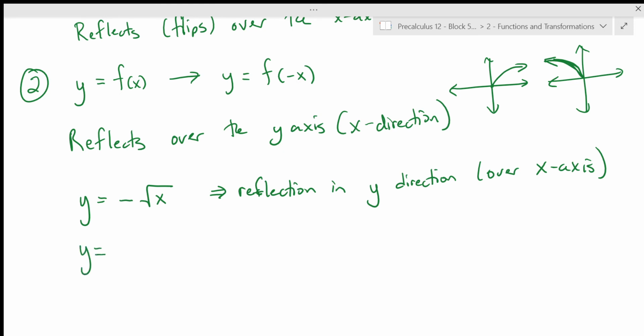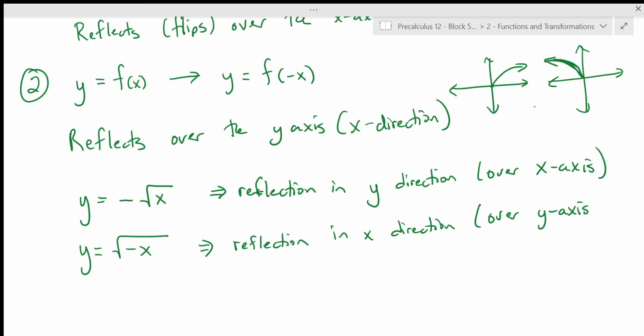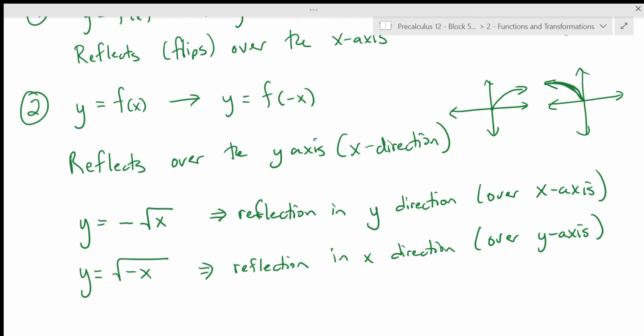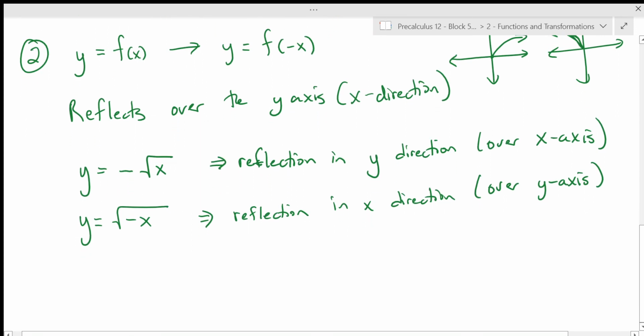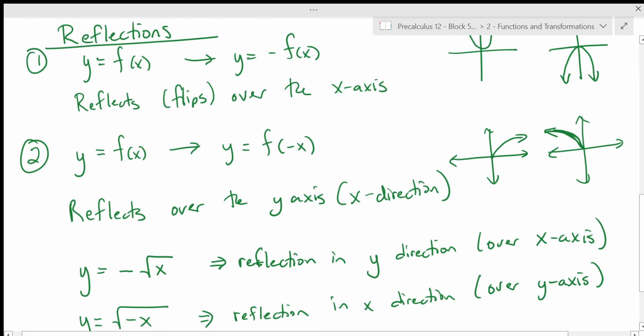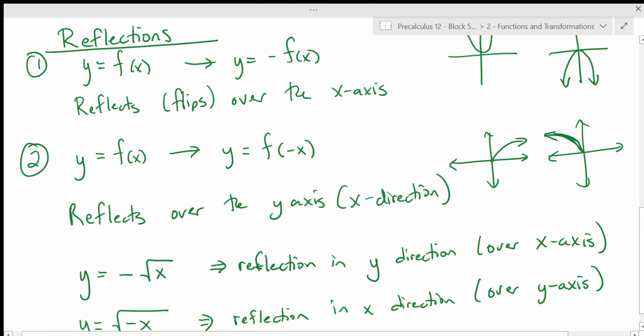And then if we have y equals radical negative x, that is going to be a reflection in the x direction, but over the y-axis. So we're flipping it horizontally, but it's going to be flipped over the y-axis. Okay, so you're flipping it sideways, but over a vertical axis. The y one, you're flipping it up to down or down to up, but you're flipping it over the x-axis. So, like I said, even I sometimes get mixed up, so make sure that you're really clear about which reflection is reflecting which way.